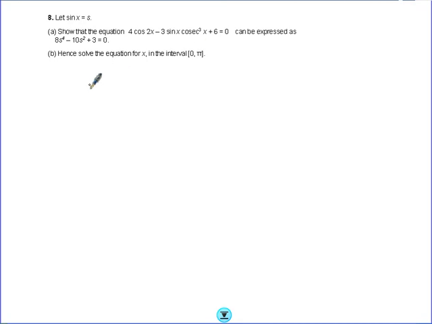Question 8. A more complicated question on this test, probably the longest solution, so get working on that. We've got cos 2x here, and we've got a cosec cubed here, and we need to get everything in terms of sin x. So, we're looking at part A.